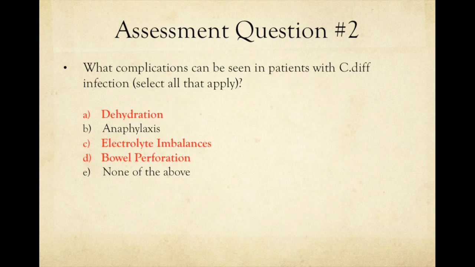Okay, the answers are option A, dehydration, C, electrolyte imbalances, and D, bowel perforation. Other examples would have included toxic megacolon, sepsis, and even death.